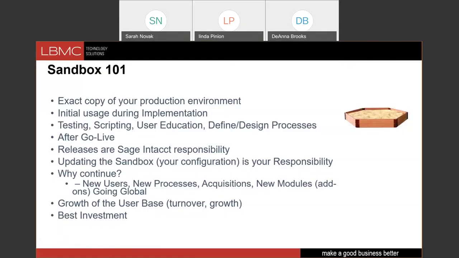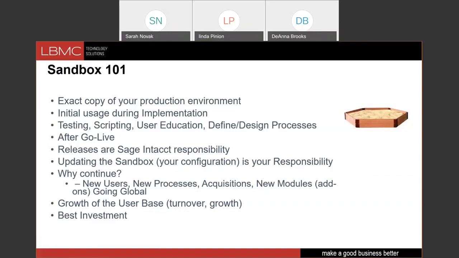And when you are implementing, it's very helpful because instead of doing your testing and your scripting and educating and all of that in your production, you can then do that in your Sandbox.